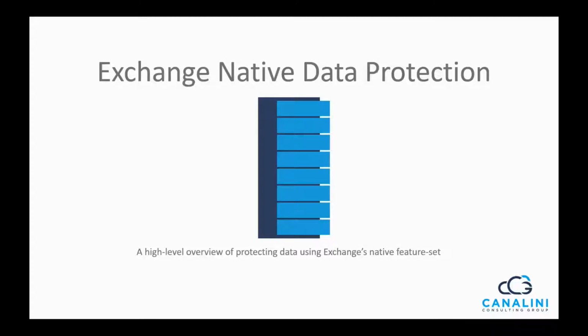I wanted to put together a quick video about Exchange native data protection and basically just define specifically what it means to use Exchange native data protection. So one of the first things we want to do is determine what it is we're attempting to protect. And of course that's the data that exists on our servers, but what are we trying to protect against?